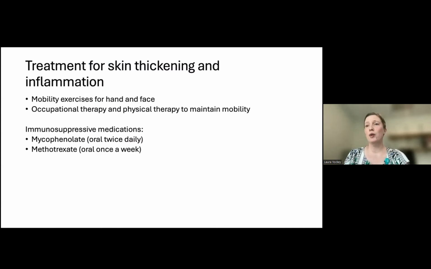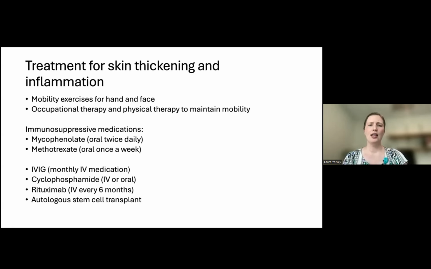And we also will, depending, again, not all patients will be treated with immunosuppressive medication. If the disease is more limited, if it seems very stable, we might not use immunosuppressive medications. The most common ones that we use are mycophenolate and methotrexate, which are oral immunosuppressive medications. We often decide between these two based on what other manifestations patients may have. For example, mycophenolate can also treat lung inflammation. Methotrexate is better at treating joint inflammation.